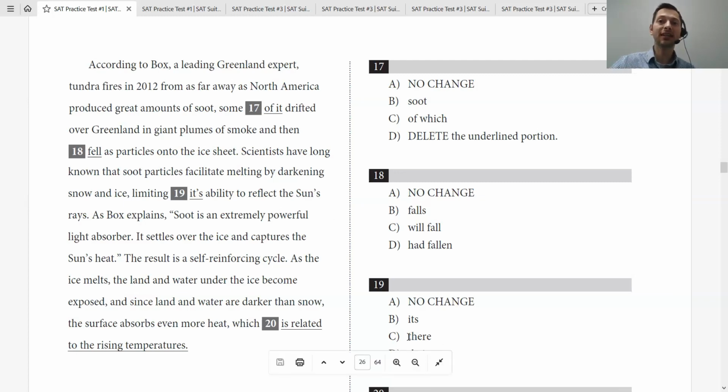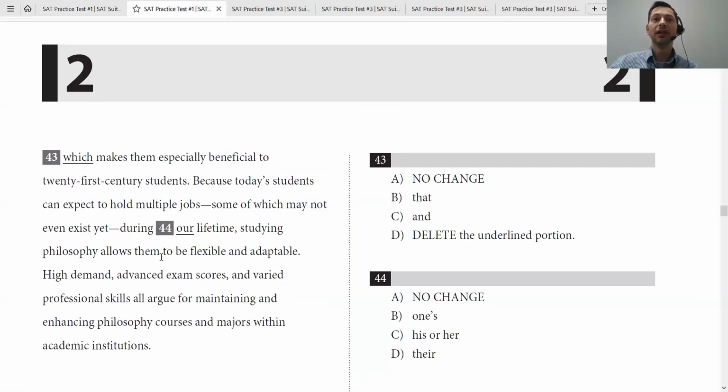Note that C, T-H-E-R-E, is not the same "there." That means a location. So where are you? I'm over there, T-H-E-R-E. All right, let's move on to the next example. Let's look at 44. "Because today's students can expect to hold multiple jobs, some of which may not even exist yet during our lifetime, studying philosophy allows them to be flexible and adaptable." So during whose lifetime?